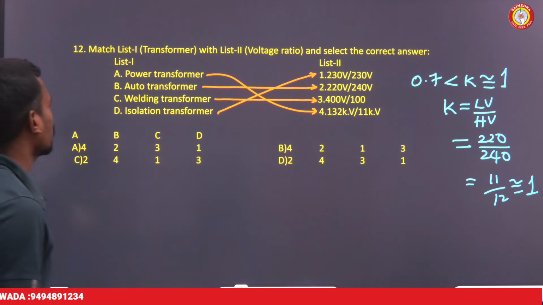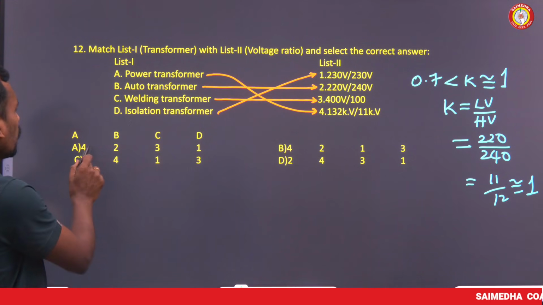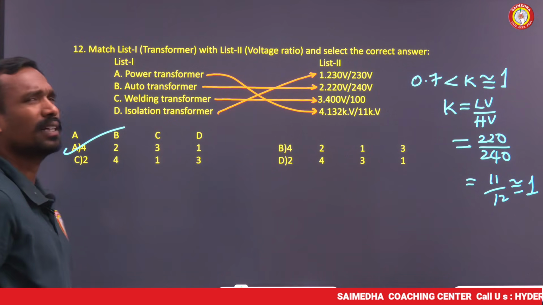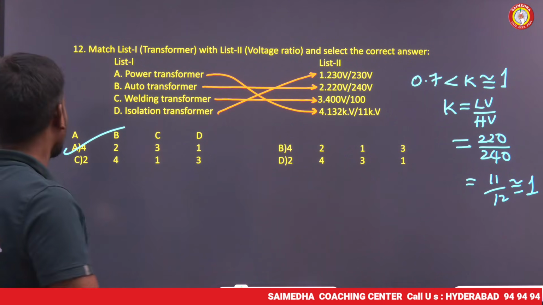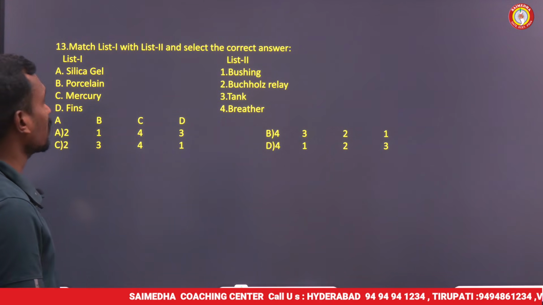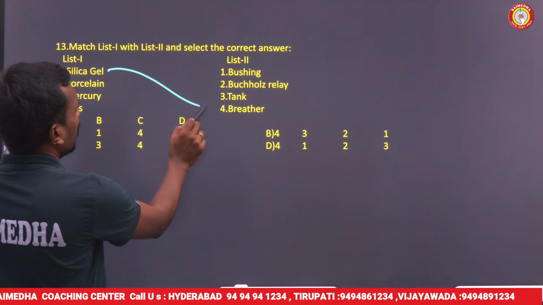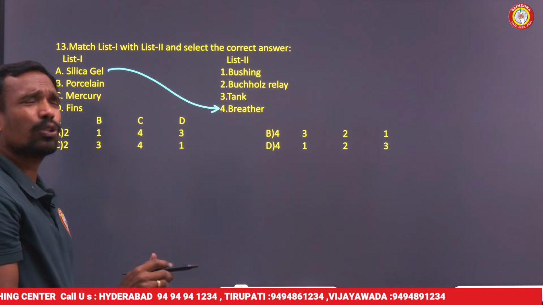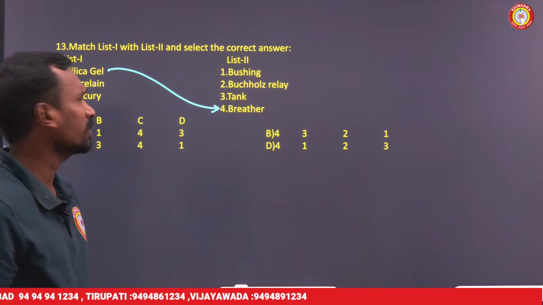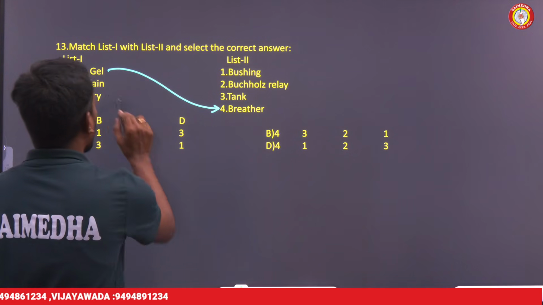Now tell me, which is the correct answer? A 4, B 2, C 3, D 1. Option A will be the correct answer. Next one, again match the following. Silica gel, where we can use silica gel. The silica gel will be there in the breather to absorb the moisture and the dust particles from the atmosphere air. And porcelain bushings are used.